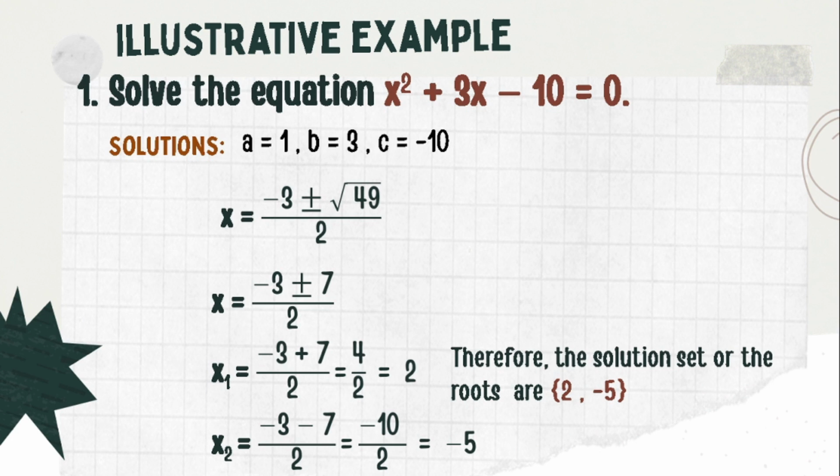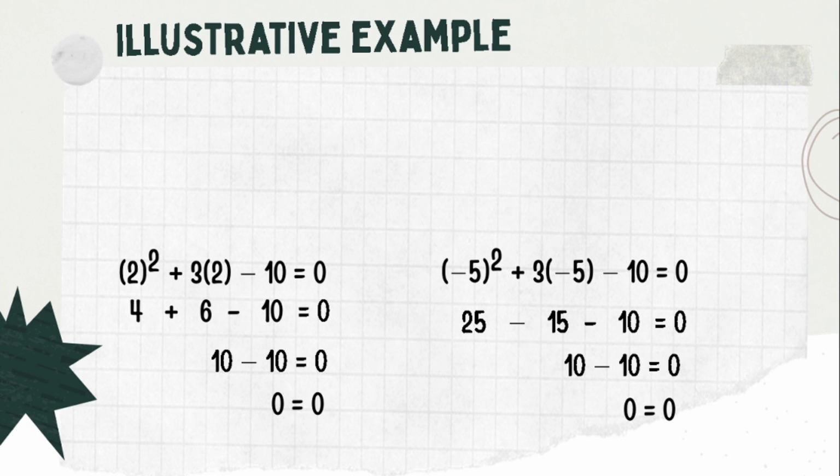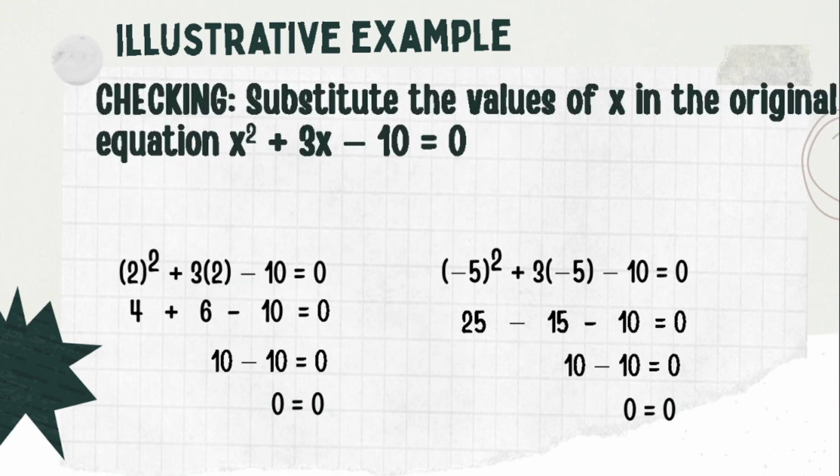To check, substitute the values of x in the original equation x squared plus 3x minus 10 is equal to 0. First, if x is equal to 2, so 2 squared is equal to 4, plus 3 times 2 is equal to 6. 4 plus 6 minus 10 is equal to 0. 10 minus 10 is equal to 0, giving you 0 is equal to 0.